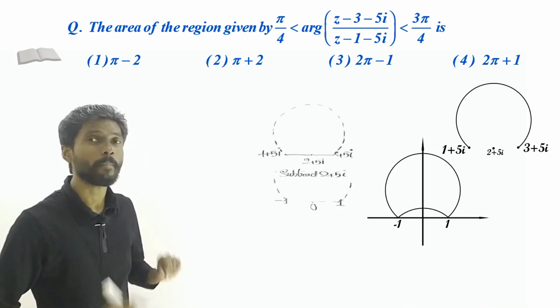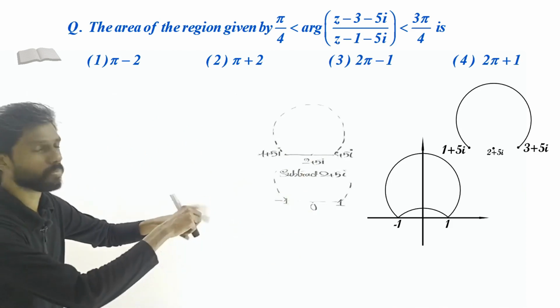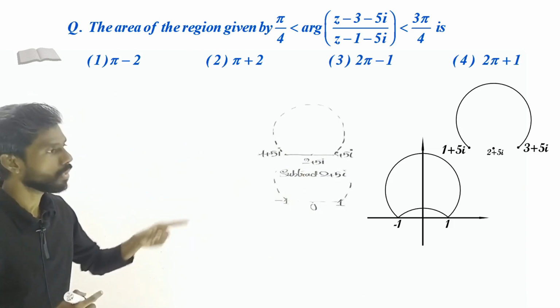Okay, first of all, pi by 4. So the angle is pi by 4. So what is the arc? So that is this one, right? So angle is pi by 4. So that means it is a major segment because angle is acute. So major segment. Okay, done.